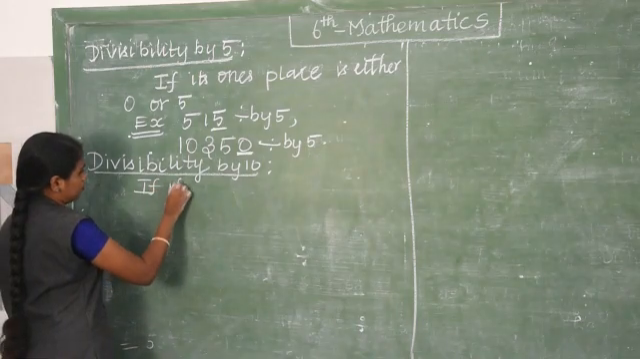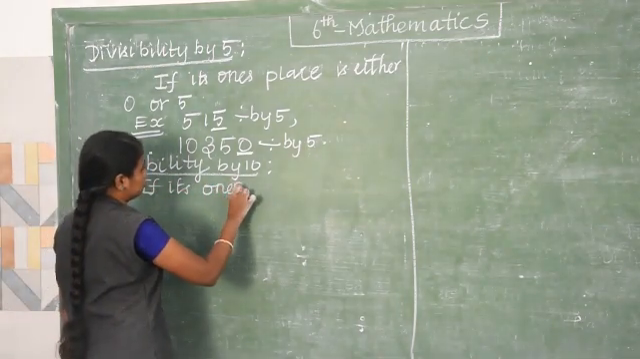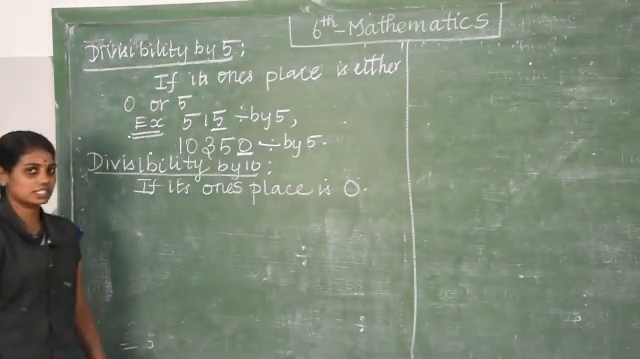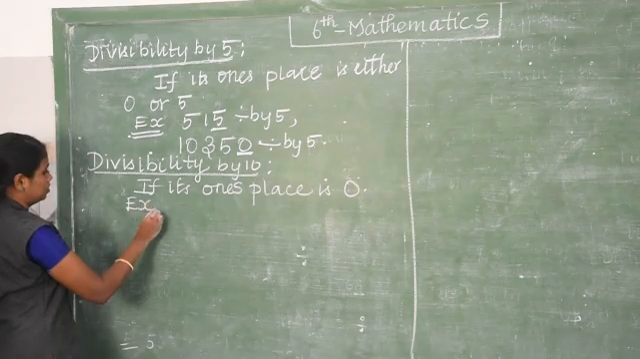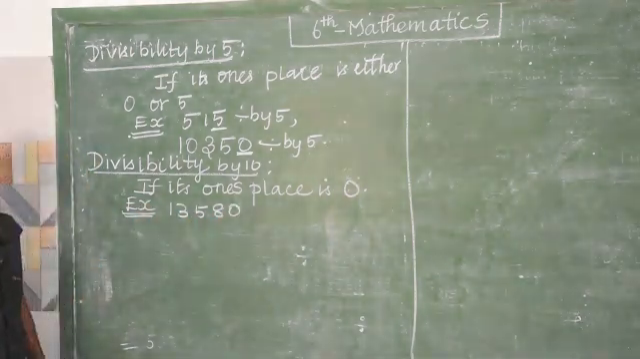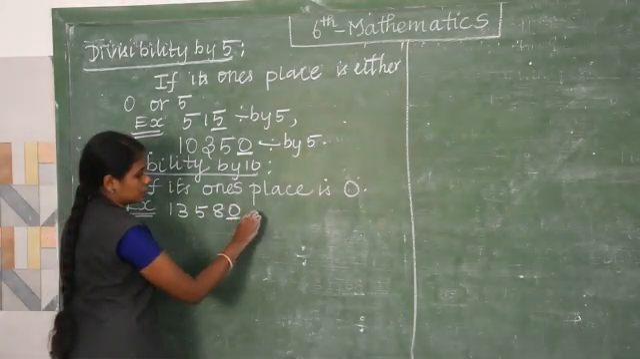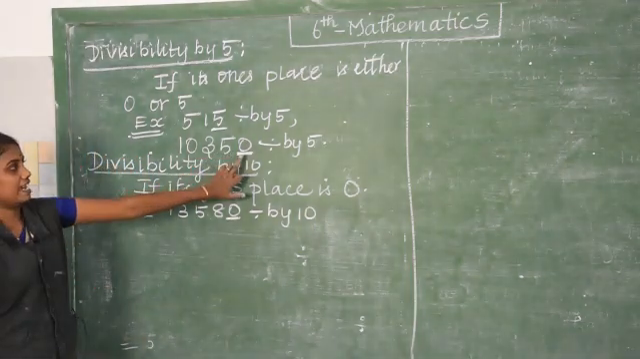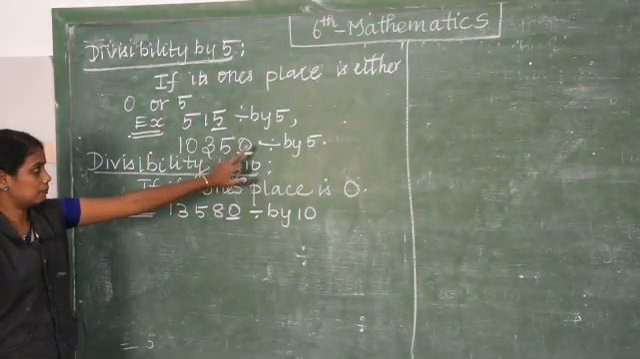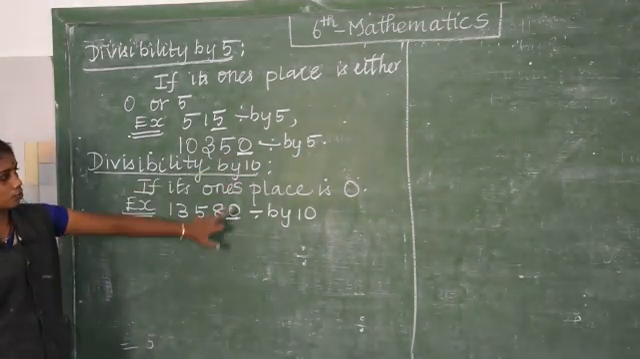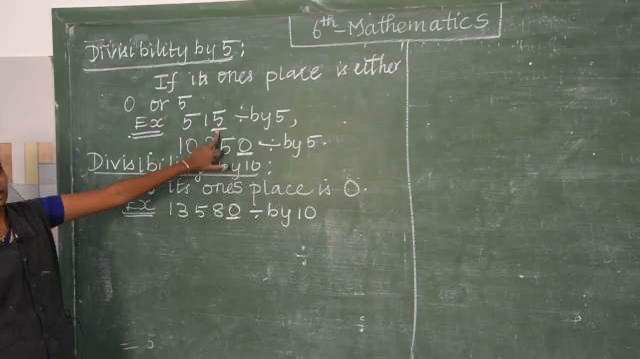If the ones place is 0. Example, 13,580. The ones place is 0. So it is divisible by 10. Okay, you can tell that a number ending with 0 is divisible by 5 and also divisible by 10. If it ends with 5, you can tell only that it's divisible by 5.